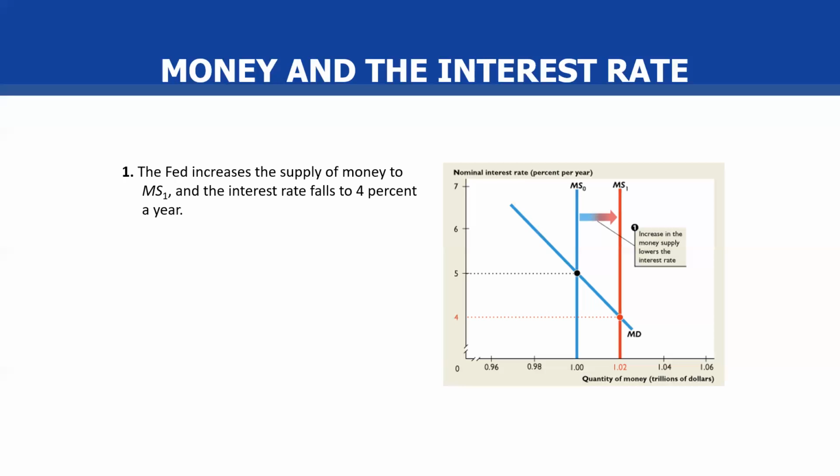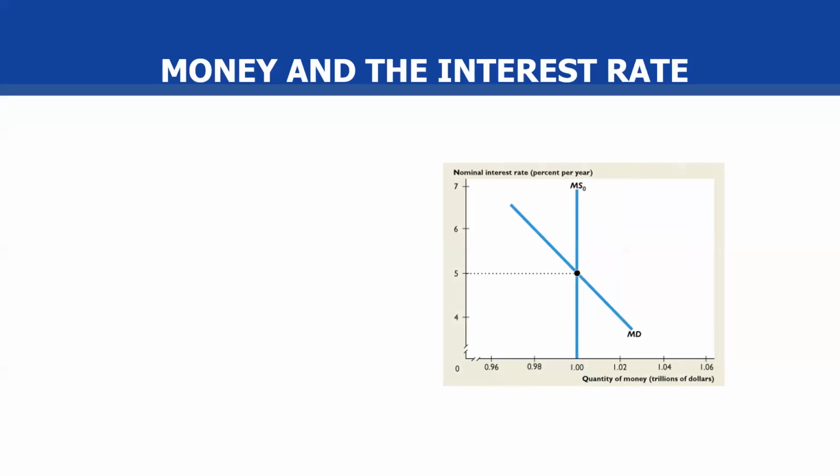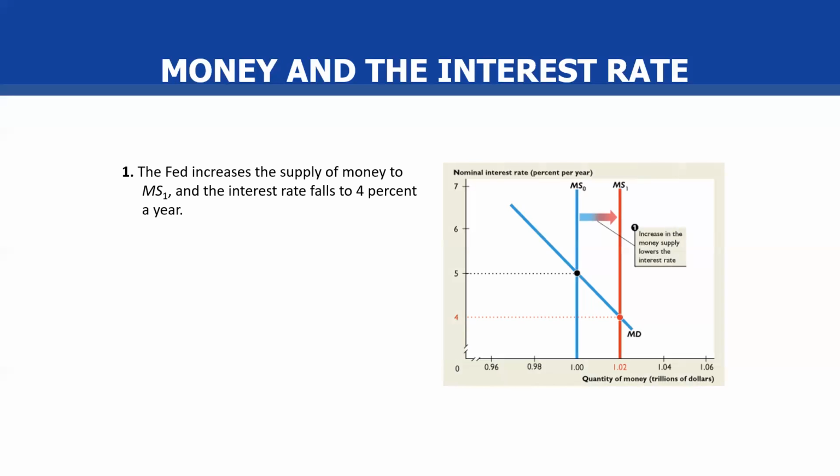Look at the new equilibrium. We are no longer at 5% interest rate. The interest rate is going to drop because we have a new equilibrium. The new equilibrium is at the intersection of MD, which didn't change, and MS1, our new supply. So the interest rate went down from 5% to 4%. That's the exact inverse relationship we were talking about in this slide here. Supply of money increased, the interest rate went down, and that's why.